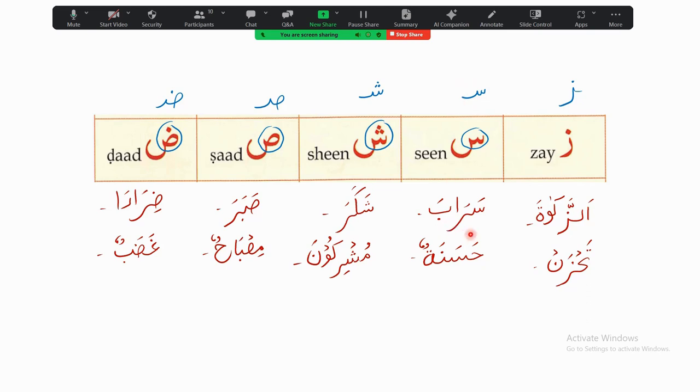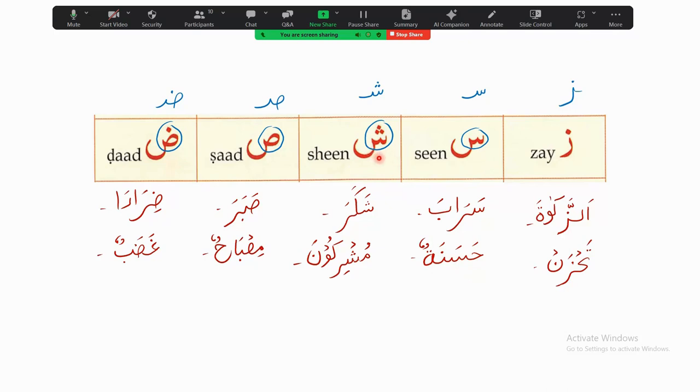Let's see the example of the word saraba. Here in this example, the seen letter is at the start, so the shape is like this, right? Saraba. Let's see the next example of hasanatun. Here, the seen letter comes in the middle, right? The shape is just like this or this, but we just attached it with the previous and the next letter. Okay, so just like the way we did with the seen letter, we will do the same process with the next letters as well.